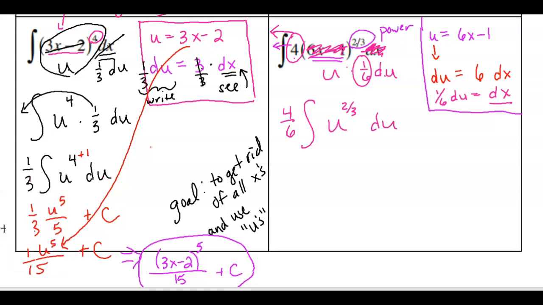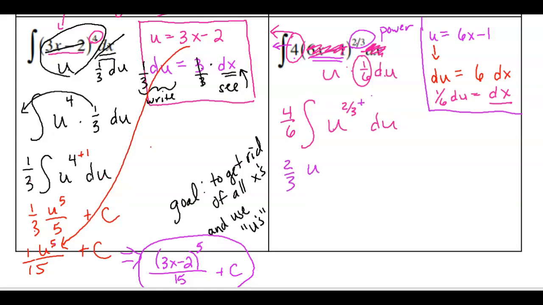Now, since everything's in terms of u, we can integrate because that's just a simple u to a power. So that's a power rule. That's why we do this. We can't integrate with a quantity. You can only integrate simple powers. That's the purpose. So I get 2/3.